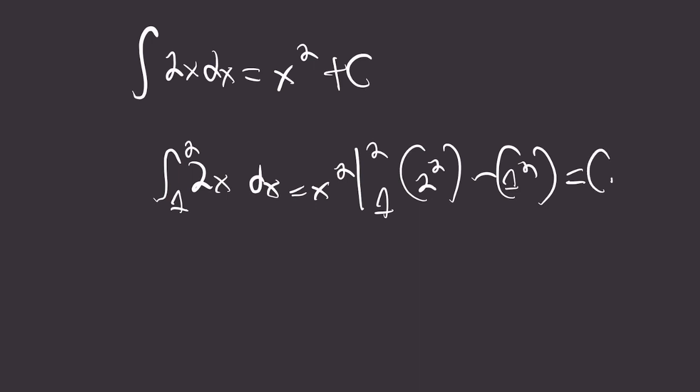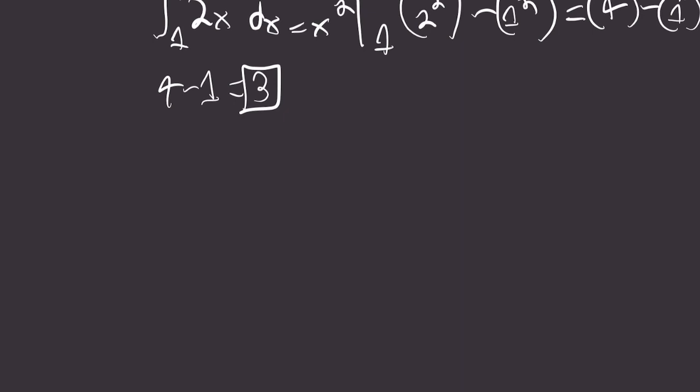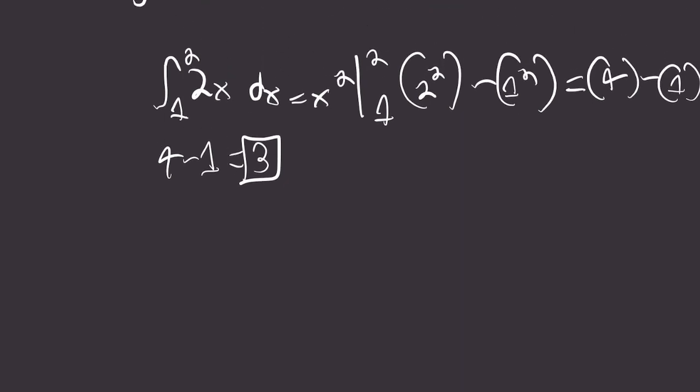So that's 4 minus 1, which is 3. And as we saw earlier, the answer was 3. So the area under this curve between 1 and 2 on the equation y equals 2x is 3.